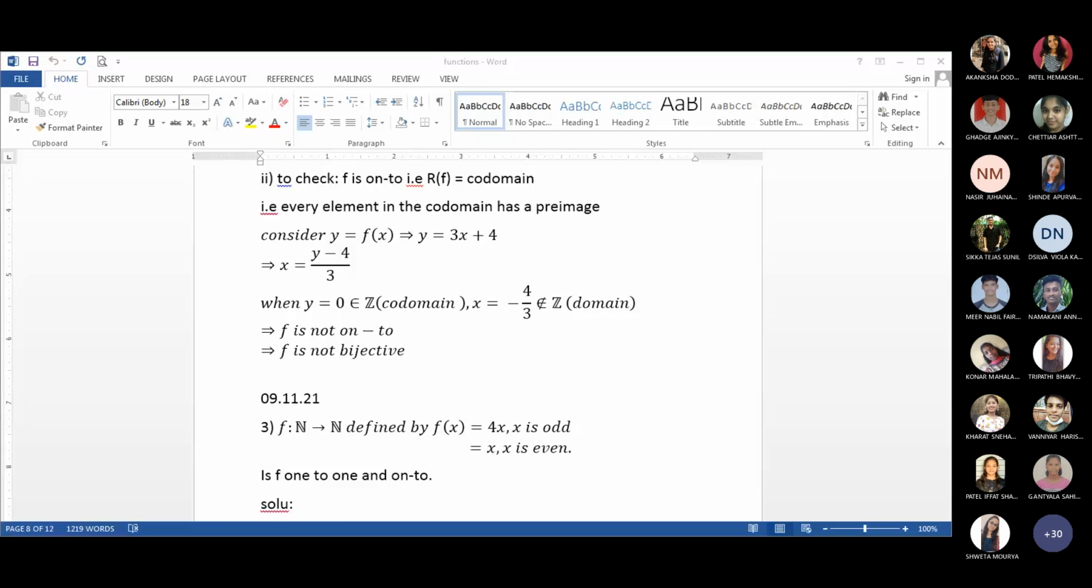Himakshi, I'm asking you only. What is the domain of the function? Yes, sir. Yesterday we had seen that when f is a function from A to B, A is said to be the domain of the function, B is said to be the codomain of the function. So here, what is the domain of the function?